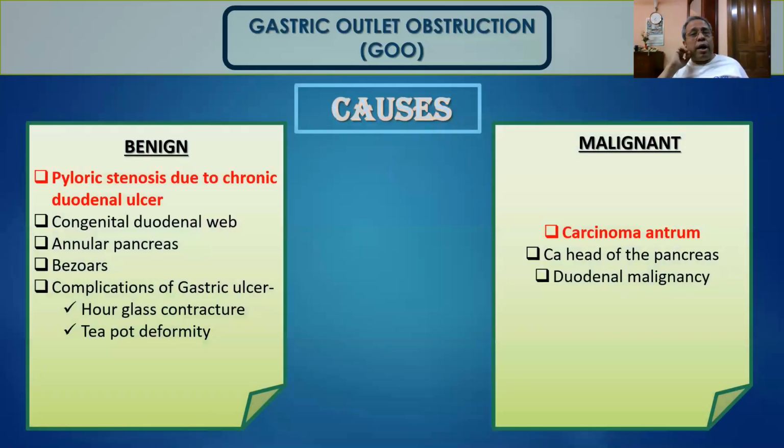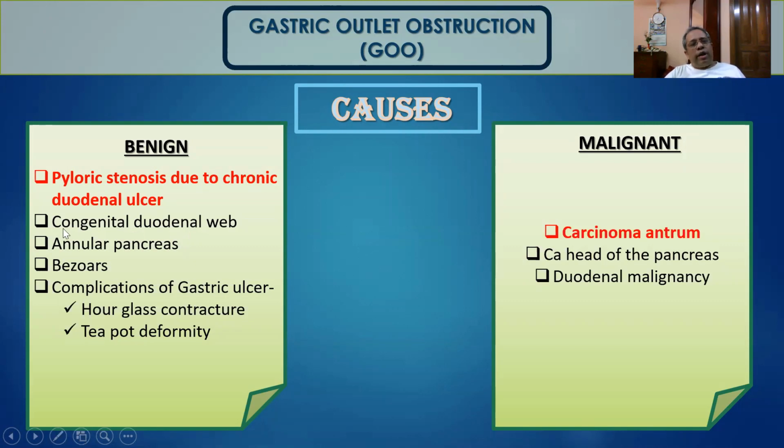So what about gastric outlet obstruction? Gastric outlet obstruction presentations develop in various causes. Look at the chart carefully. In the case of pyloric stenosis due to chronic duodenal ulcer, it is the commonest one. The others are rare, but they are needed for your exam.